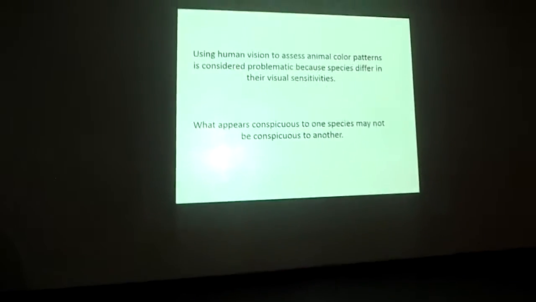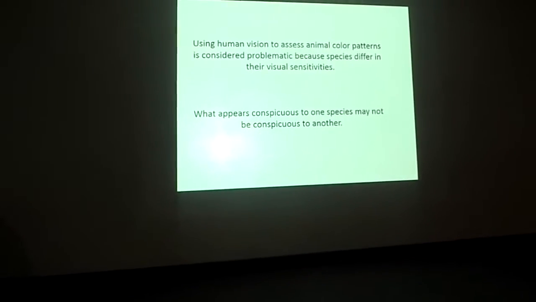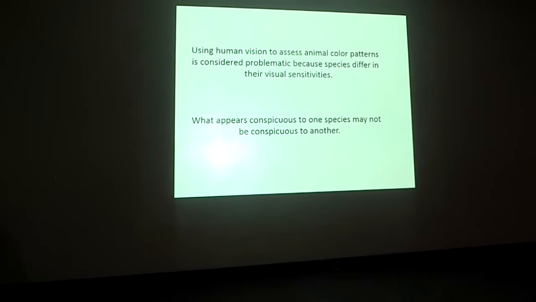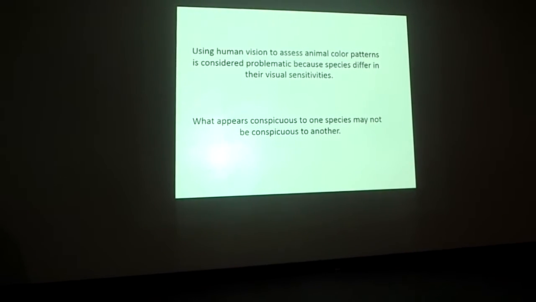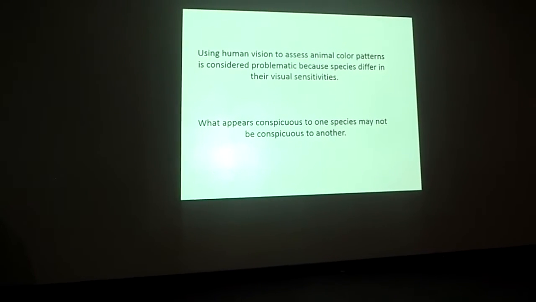Conspicuous to one species may not be conspicuous to another. And this variation in visual sensitivity stems from two main sources. One is that there's variation in the number of cone cells that animals have in their retinas.